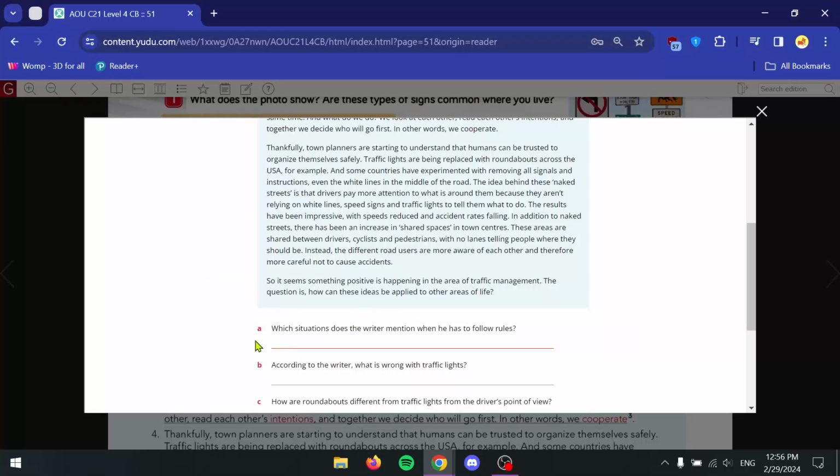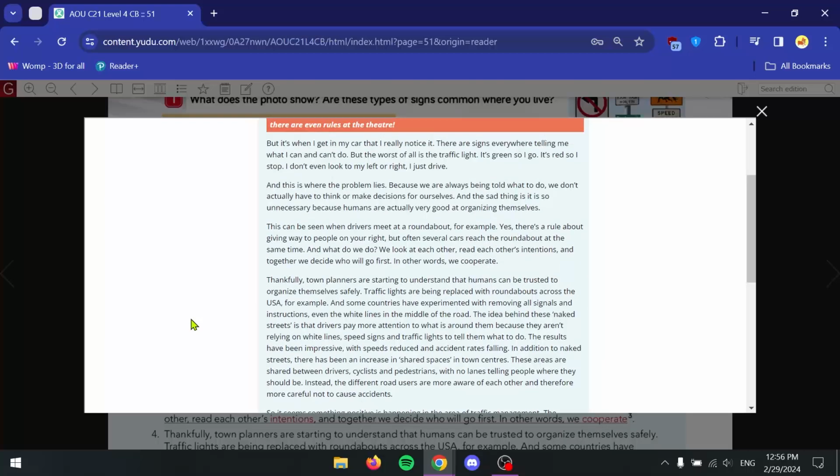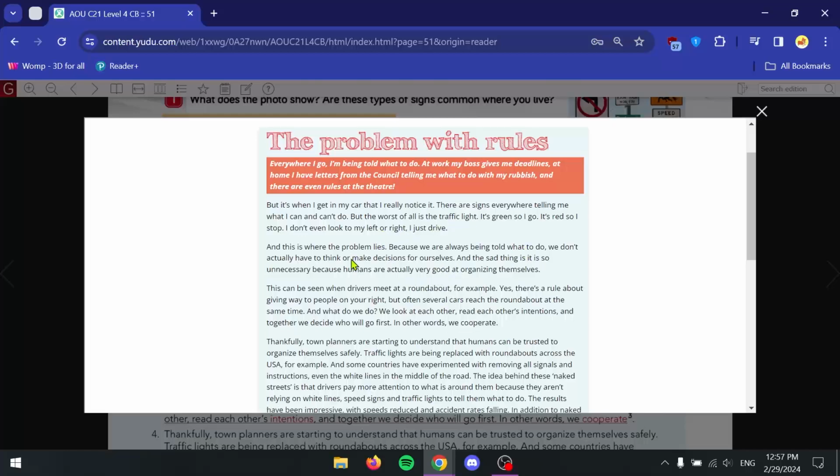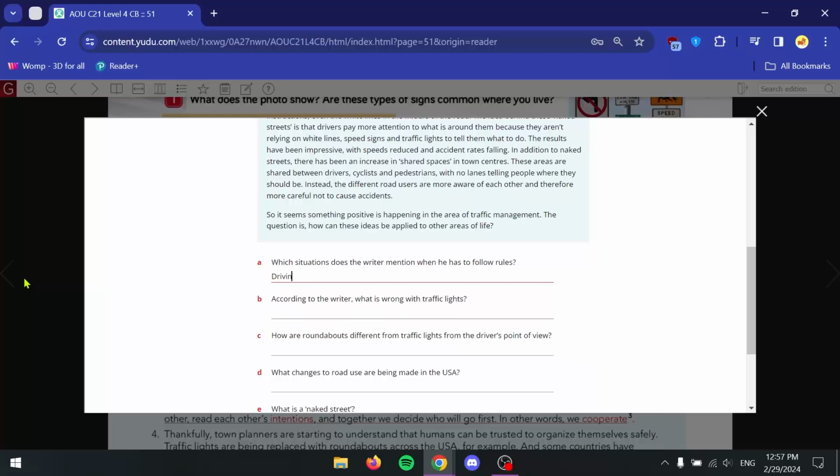So let's start with A. Which situations does the writer mention when he has to follow rules? If we go up top, it says, but it's when I get in my car, so when he drives. Oh, here we go. Everywhere I go, I'm being told what to do at work. So at work and even rules. Yes, so we have two things. We'll say driving and at work.